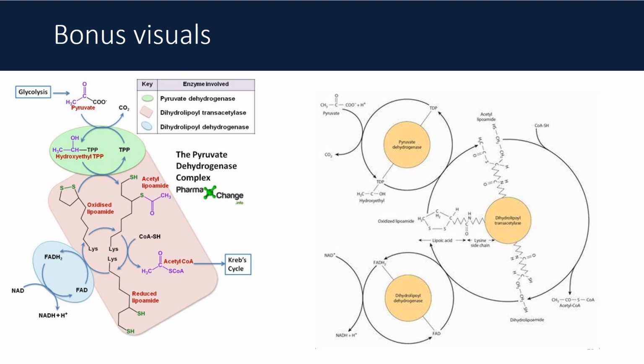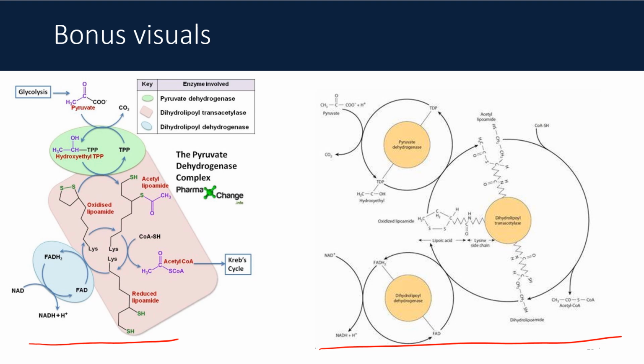So we're going to pause for now. We'll cover the rest of the steps in the citric acid cycle in the next video. But for now, I just want to leave you with these two bonus visuals. I know out of all the enzymes that we've covered so far, usually the one that students struggle with is the mechanism for pyruvate dehydrogenase complex. And so that's why I provided these two graphics that ultimately just show the same reaction in two different ways.